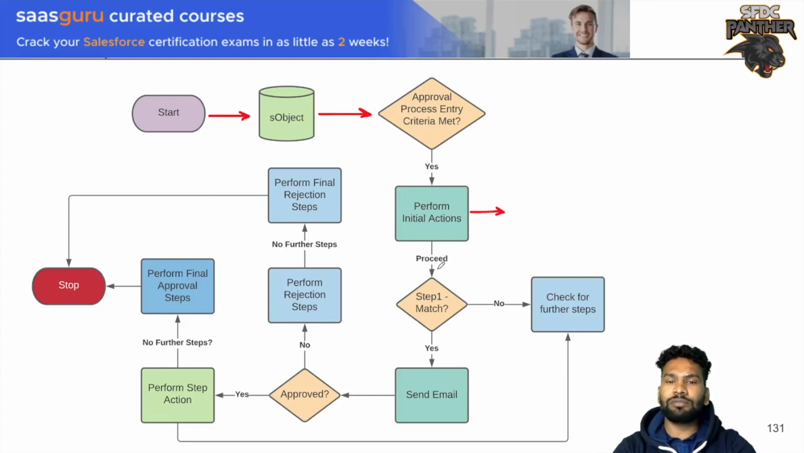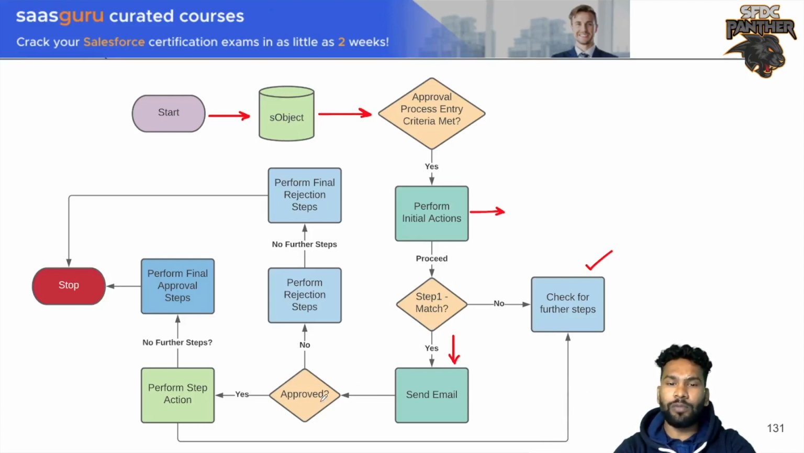And then we have proceed. After that initial action, it is going to proceed with the steps. Then there will be step 1. We check if step 1 criteria matches. If no, it will check for further steps if there are any. I haven't put anything because there could be multiple steps, right? Then if step 1 matches, it is going to send an email to your approver. That's what step 1 is going to do. The approver is going to receive the email. Then it will check if it is approved.